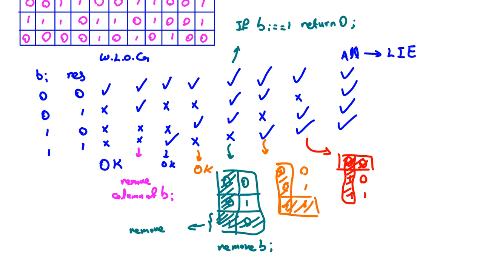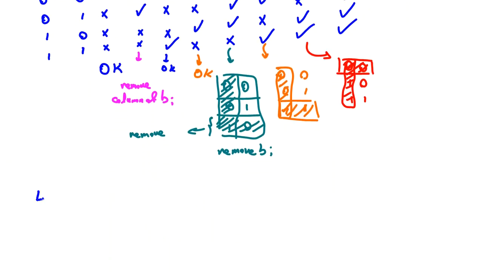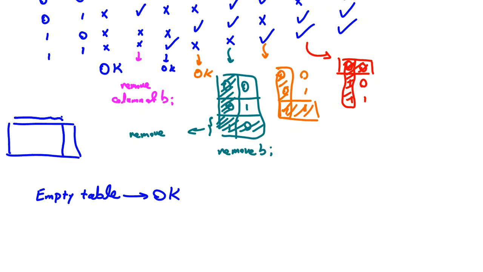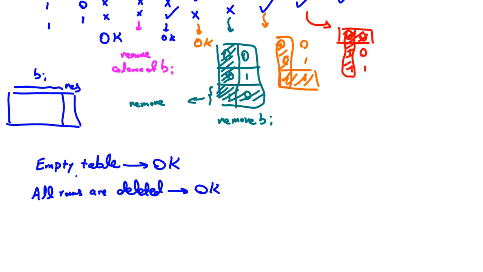Now let's see. Maybe we reach, for example, an empty table. If we reach an empty table, it will be okay. Look, in each case, we remove some rows and some columns. Here it was result, here bi. If all rows are deleted, again it will be okay. Why is it all rows? Because empty table means all rows and all columns. Here it means only all rows are deleted.